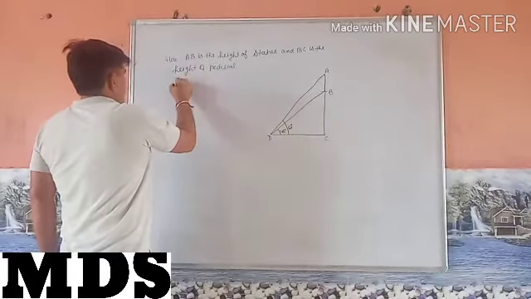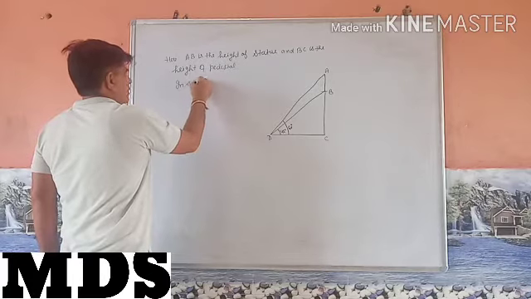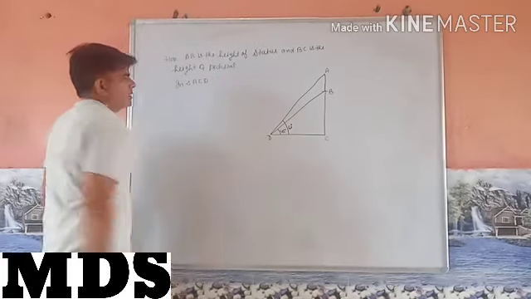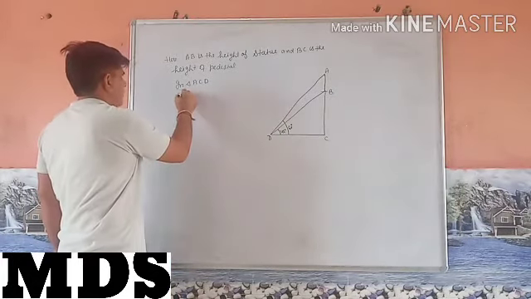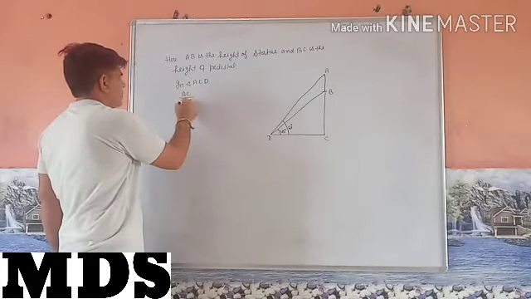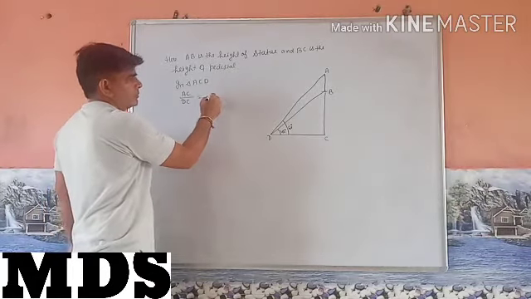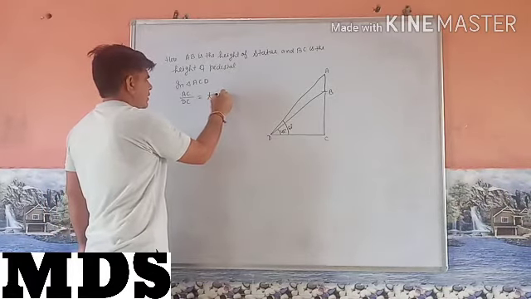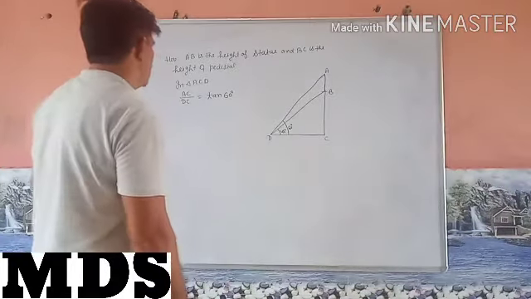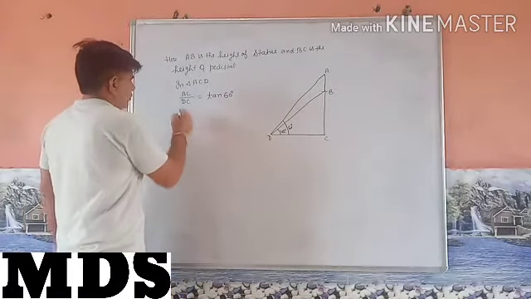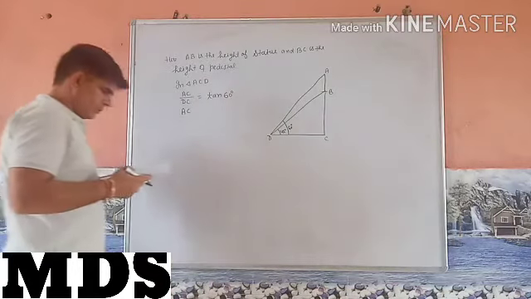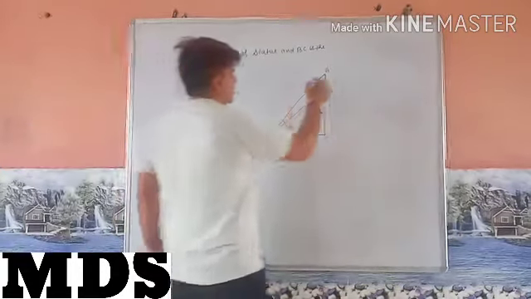So you can write in right triangle ACD, AC by DC is equal to tangent 60 degree. So AC is what? And this height is 1.6 meters.